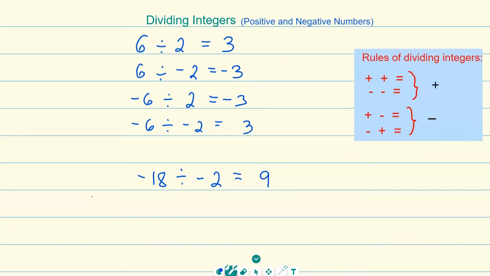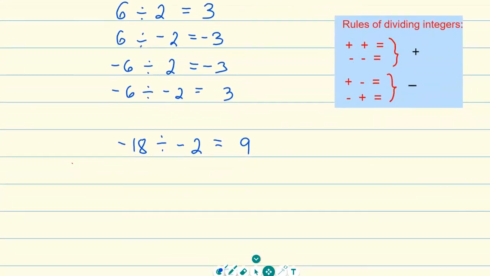So what about if we have 3 numbers this time? So let's raise that up a little bit. So if you have, let's say, negative 40 divided by negative 2 divided by positive 4. So what's your answer? Let's answer this first and worry about the sign after. 40 divided by 2 is 20, and 20 divided by 4 is 5. So we know the answer here is 5.